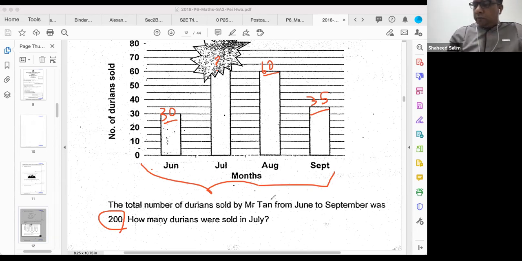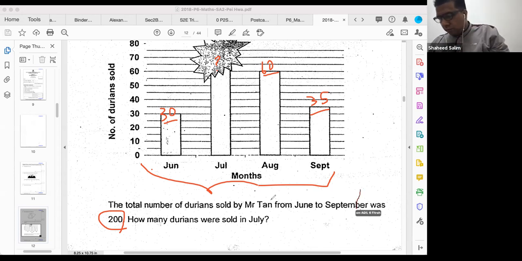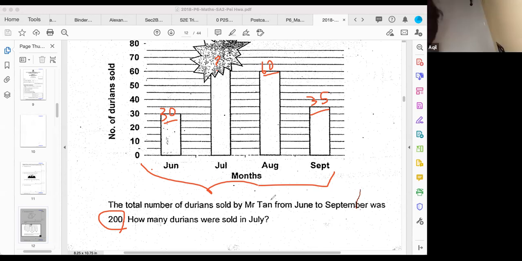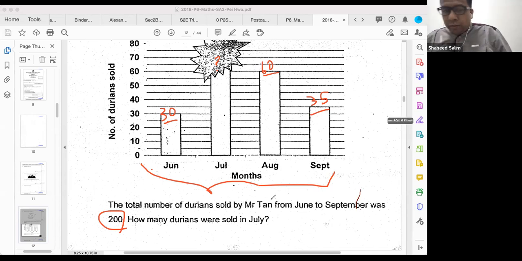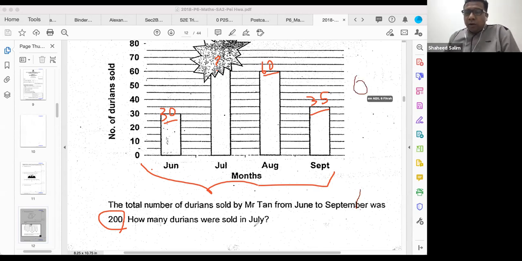Is my answer correct? No, your answer is not correct. 30 plus 60 plus 35. Yes. How much is that? You must plus together, then 200 minus that. 200 must minus all what you plus. So what do you write? How come you write kosong?